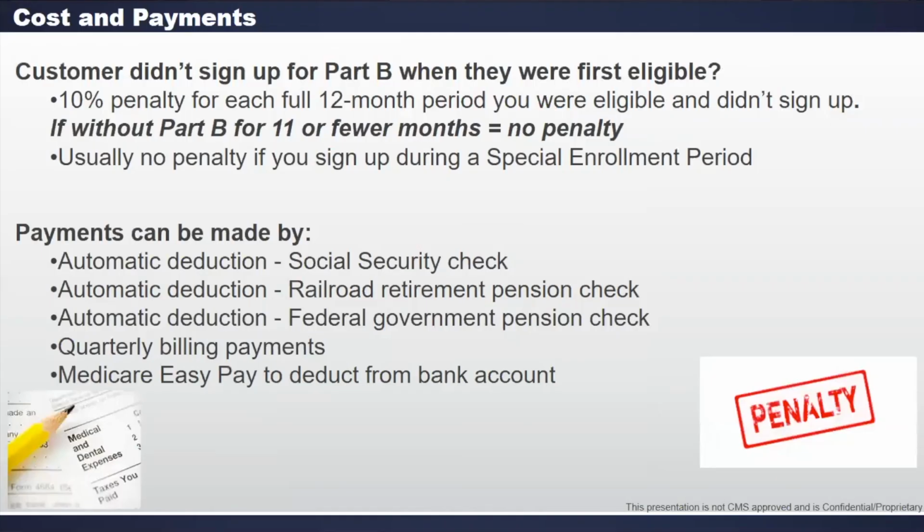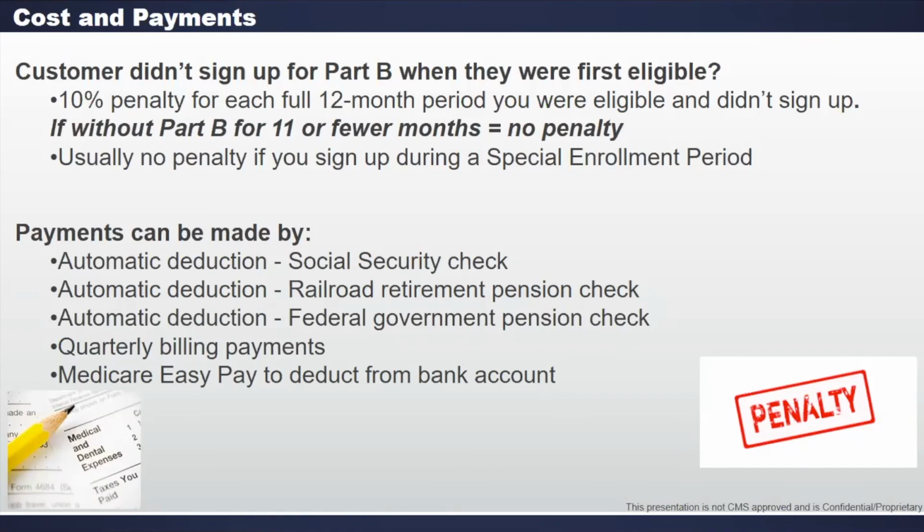So if you don't sign up for Part B when you're first eligible, now remember that if you stayed in a group plan at work, there's not going to be a penalty, because you're able to sign up with a special enrollment period. But for those who didn't sign up during that 7-month window, and they blew off the open enrollment, and now they want to sign up, they have to wait again for the open enrollment. And for every 12-month period from your eligibility, it goes up 10%.